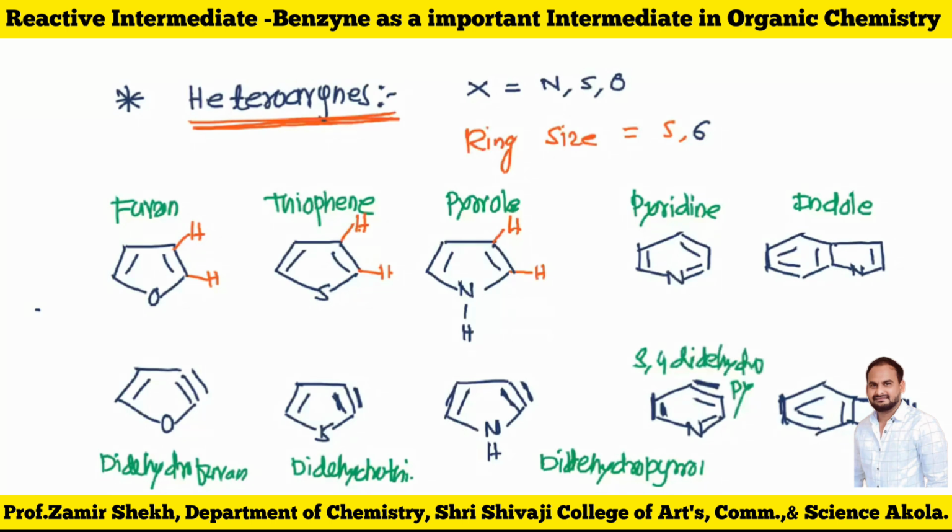And this one is a 4,5-dihydroindoline now. And there are various reactions of those heteroarynes also, so we are not going to discuss all these things. So up to that, benzynes are very important.